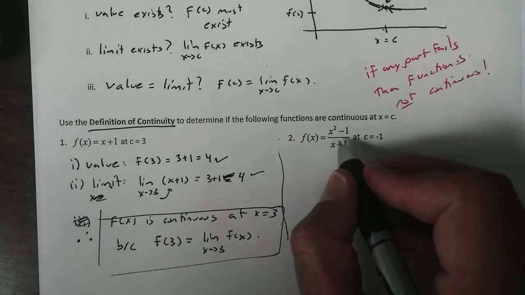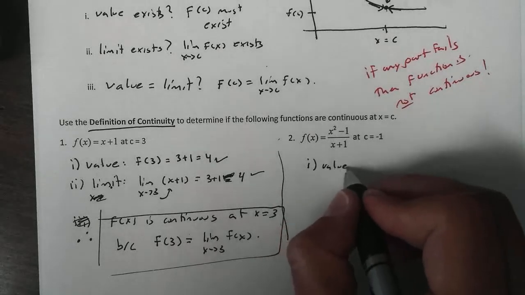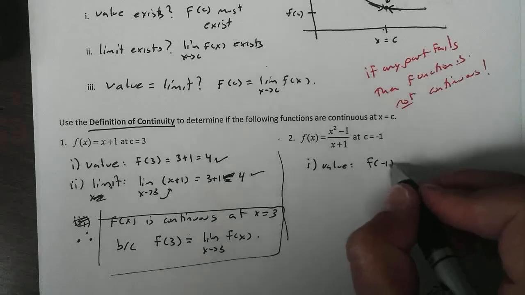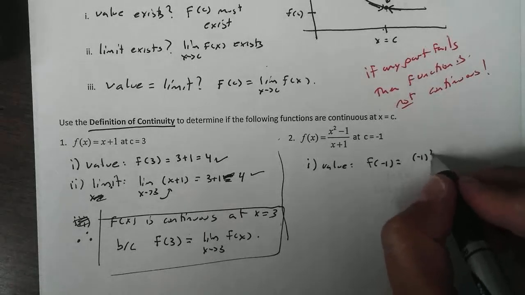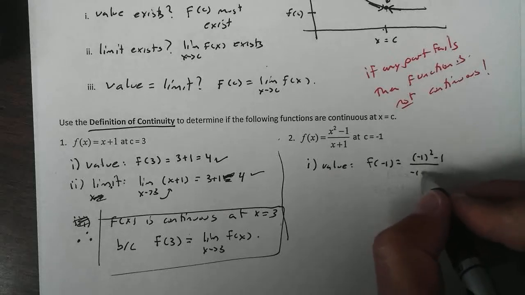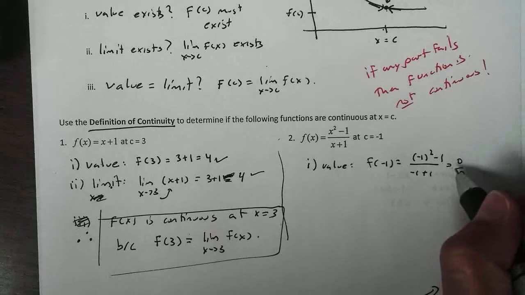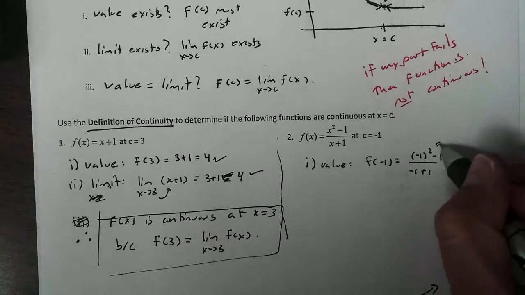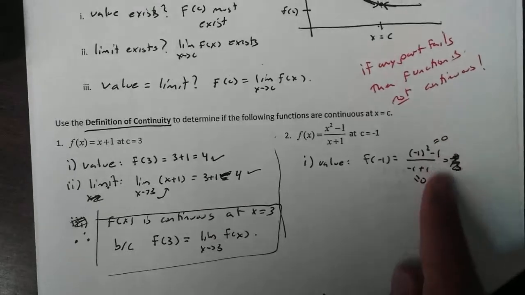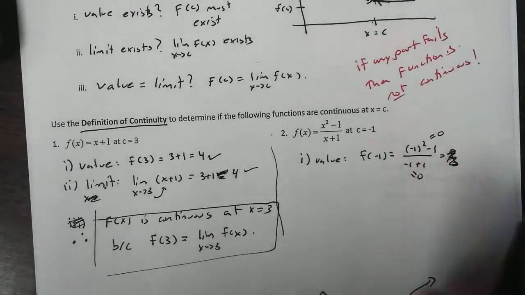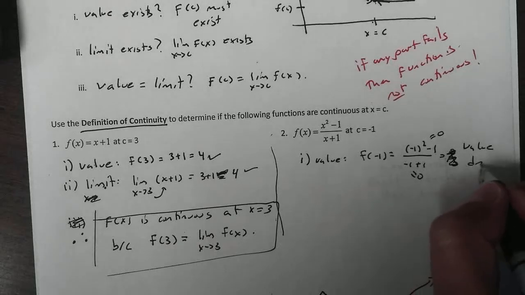Question 2, we have a rational function here, so I'm going to take a look at the value first. I'm going to see if the value exists. f of negative 1 equals negative 1 squared minus 1 over negative 1 plus 1. I get 0 over 0. Now, we don't ever write 0 over 0, Mr. Werner. You're right. We get 0 on top, 0 on bottom. Never write that. Now, this is indeterminate, okay? But remember what indeterminate meant, that the value does not exist.